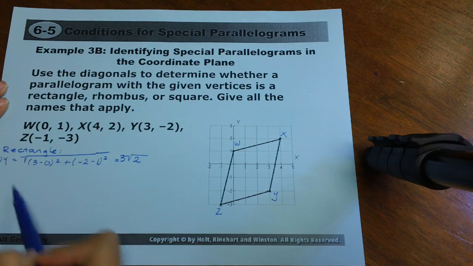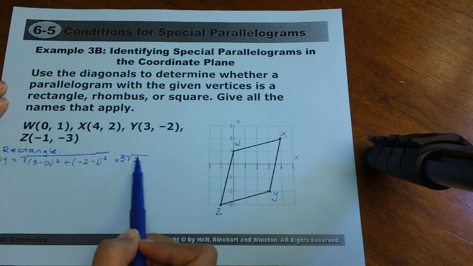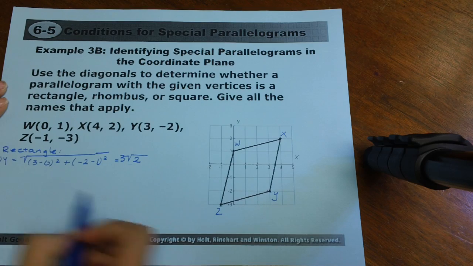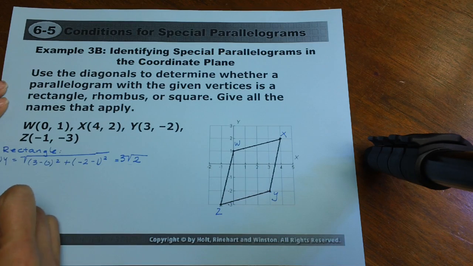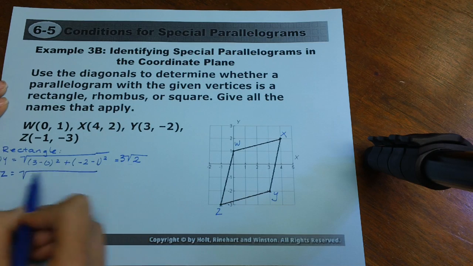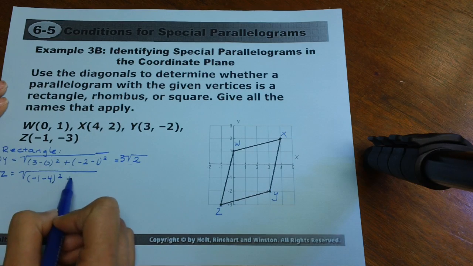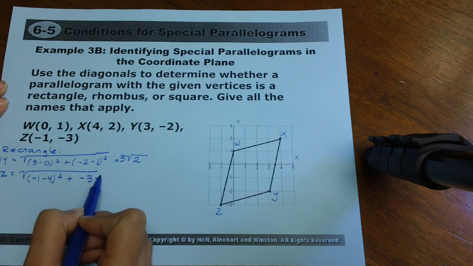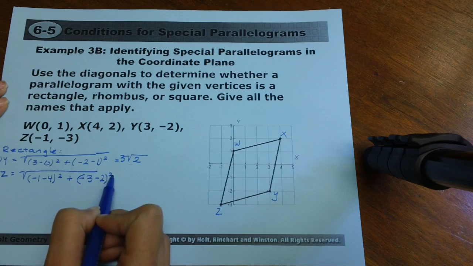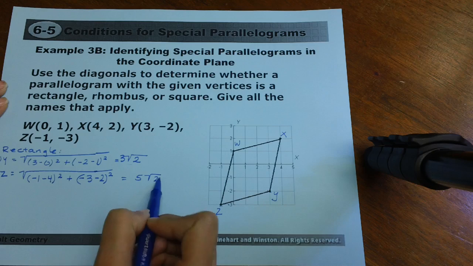And just so you know, if you're doing a problem like this and you can't rationalize the root, you can leave the whole thing underneath the root before it gets simplified. You just need to make sure that they match. So we're going to find XZ now, which is going to be the square root of negative 1 minus 4 squared plus negative 3 minus 2 squared. And if you work that out, that ends up being 5 root 2.